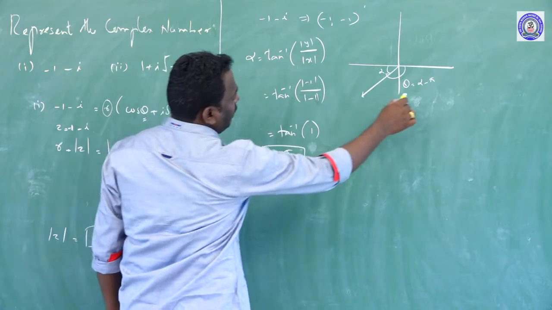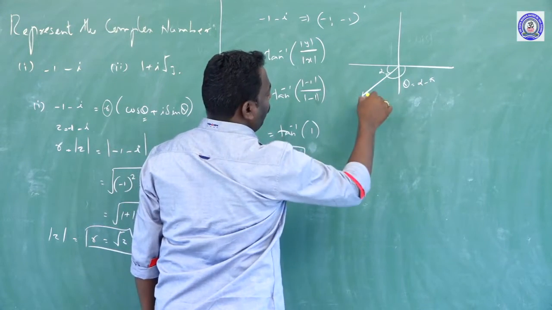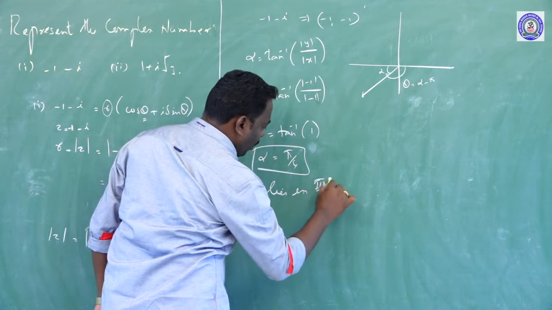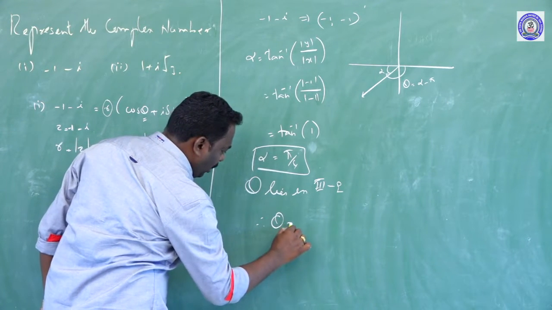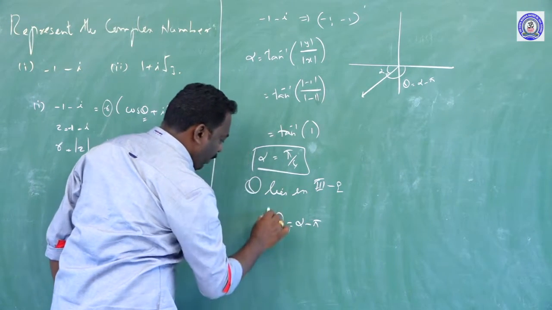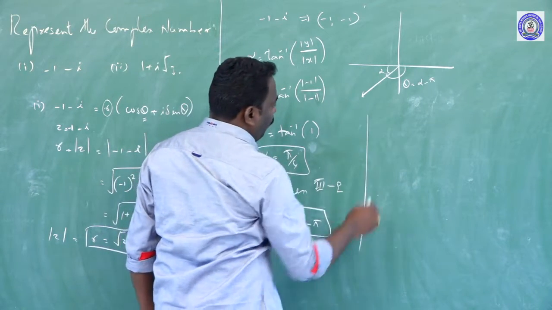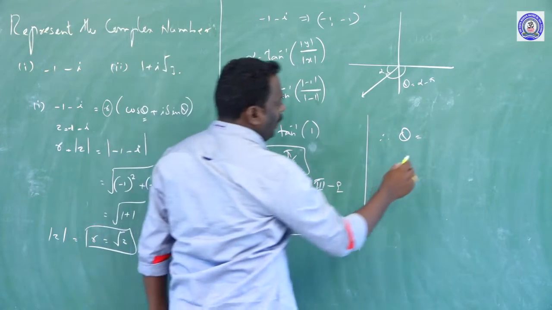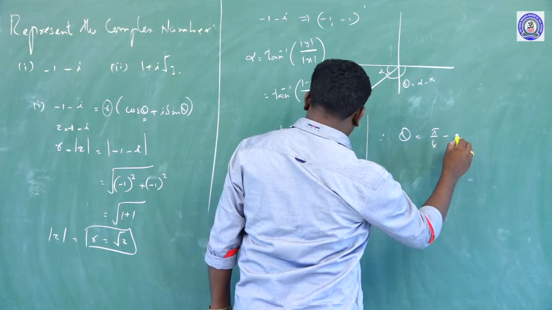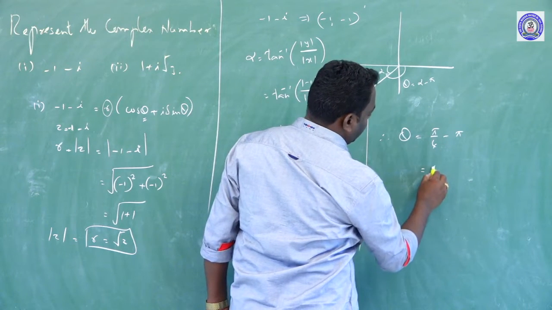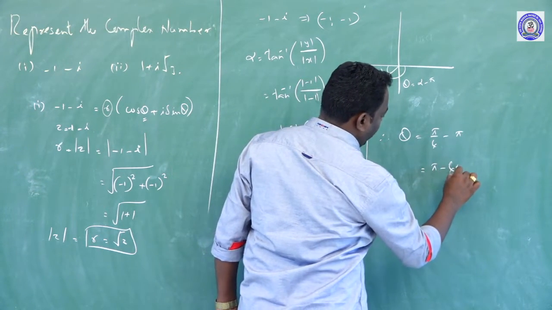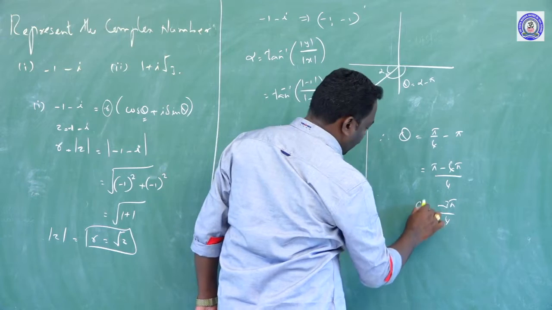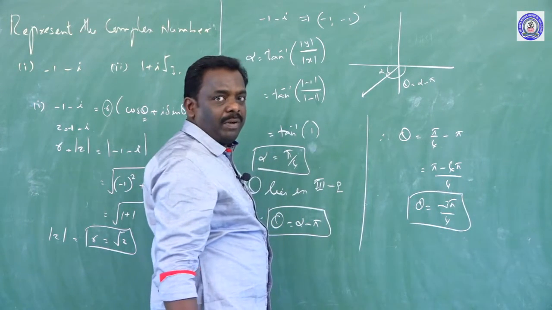So theta lies in which quadrant? Theta lies in the third quadrant. Therefore, theta equals alpha minus pi. We obtained alpha equal to pi by 4. Therefore, pi by 4 minus pi, that is equal to minus 3 pi by 4. That is the theta value. So now we have obtained theta.